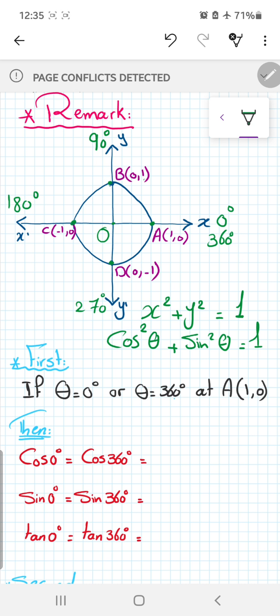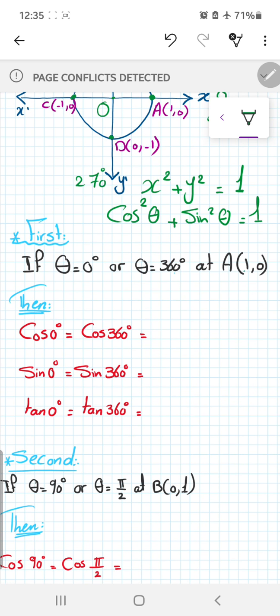Here the measure of 0 degree is at the point A, which is 1 and 0. We said before cosine equals x, so cosine 0 or 360 equals 1. And sine 0 or 360 equals y, so here x is 1 and y is 0. Y here is sine, so sine equals 0. We want to get tan 0. Tan equals y over x, which is 0 over 1, which is 0.